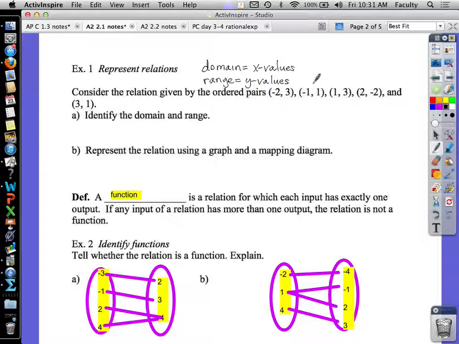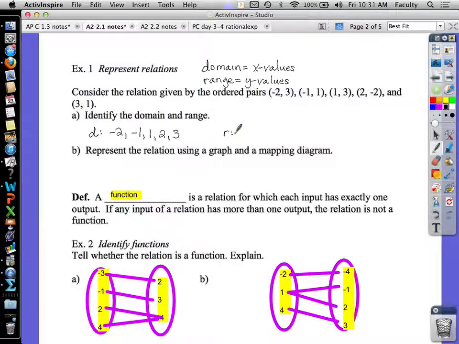So if we look at example 1, it says consider the relation given by the ordered pairs. Identify the domain and the range. So we're going to use the lowercase d, and the domain, you just list the x values. So this would be -2, -1, 1, 2, and 3. Very straightforward, okay? Domain are the x values.